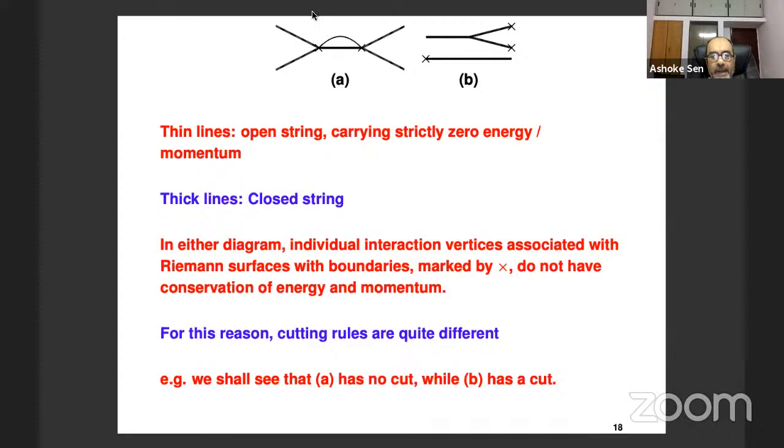Whereas if it was a normal Feynman diagram, you would have thought that you can have a cut right through the middle. But we will see that A has no cut. Whereas B, which looks like a tree diagram, and naively you might have thought that it doesn't have a cut, actually has a cut. So this is just to illustrate that the rules of the game here are quite different.